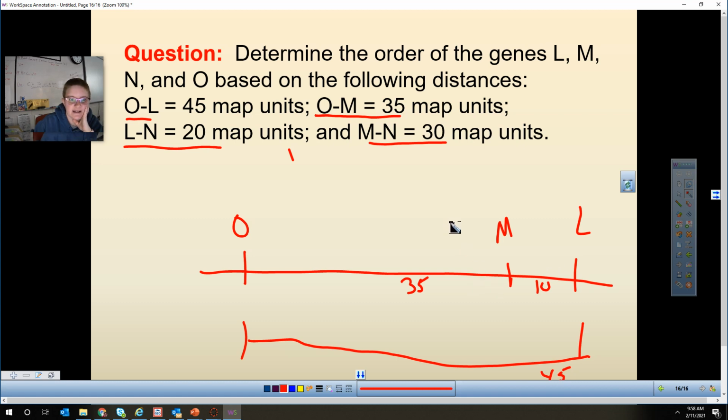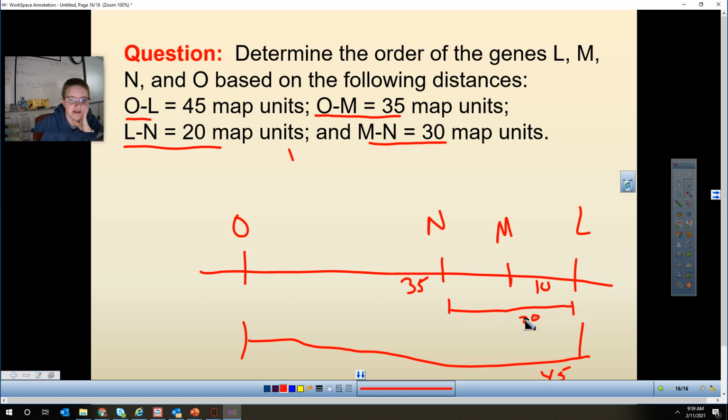See how crazy this is? O and L, that was 45. Huh. I'm really bad at this kind of thinking, actually. I'll be really honest and upfront, this kind of thinking is so difficult for me. Okay, so L and N are 20 map units apart. So maybe I'll start there and do N is 20.